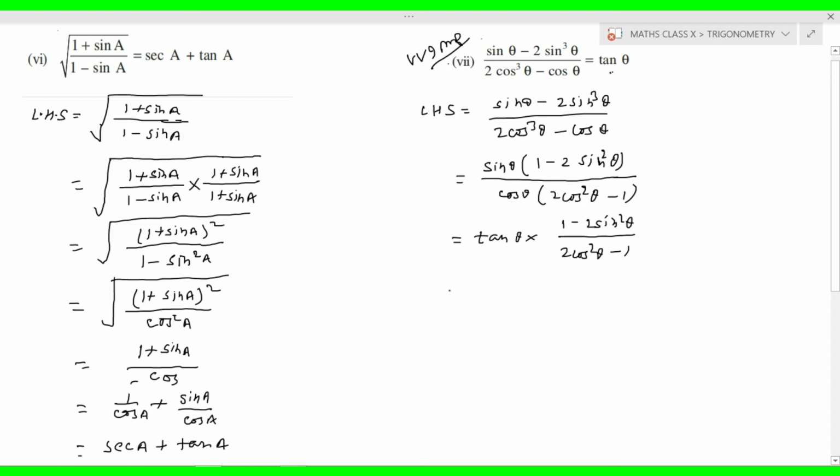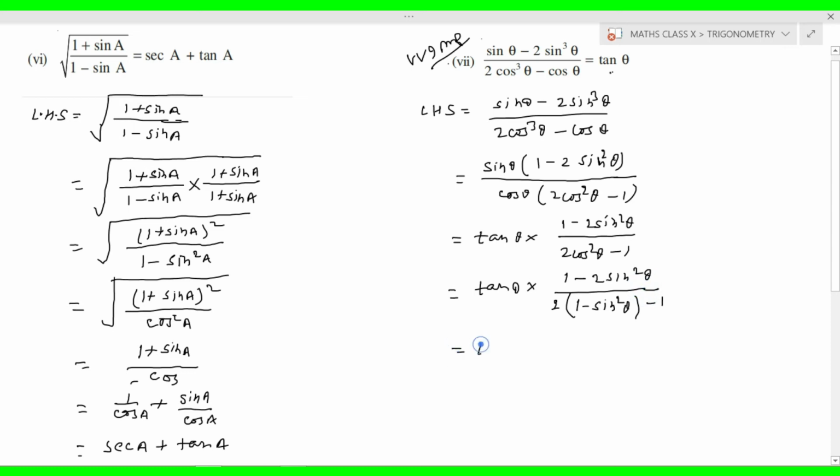So what to do? Tan theta will remain as it is, and to make this value 1, numerator and denominator both would be same. So in the numerator it is cos, so change this cos into sin. Leave the numerator as it is: 1 minus 2 sin theta, and in the denominator, that 2 will remain 2, and cos square theta we can change into sin: 1 minus sin square theta, because cos square theta is 1 minus sin square theta, minus 1.